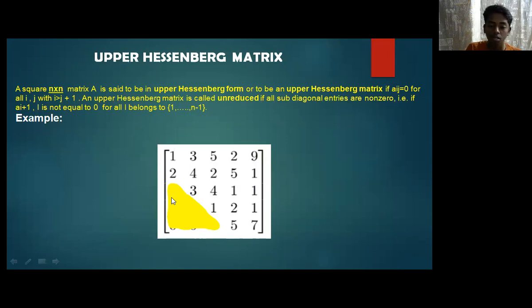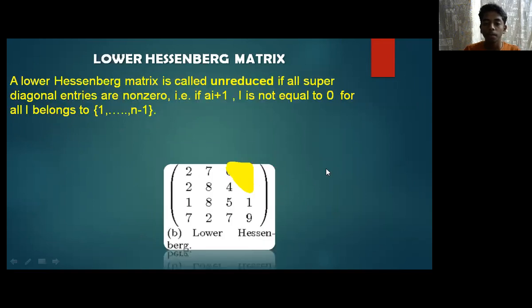That is, if A(i+1, i) is not equal to 0 for all i belonging to 1 up to n minus 1. So this is the basic example of an upper Heisenberg matrix. As we have discussed previously, this triangle which contains zeros is known as an upper Heisenberg matrix. So this is an upper Heisenberg matrix.